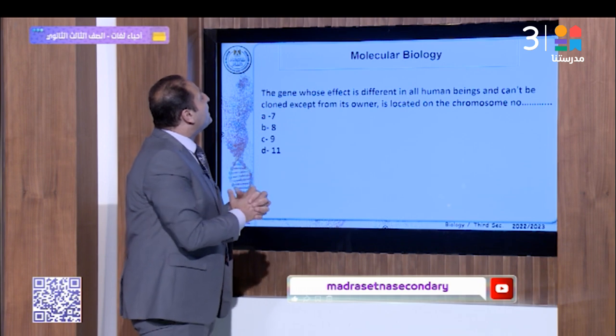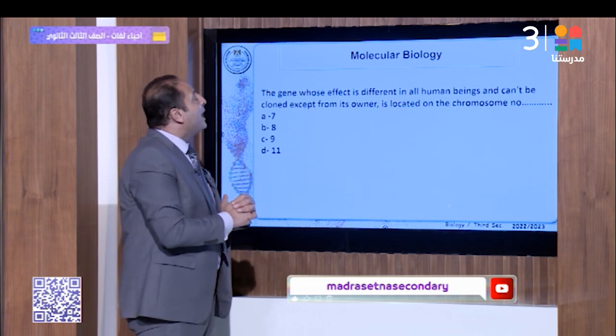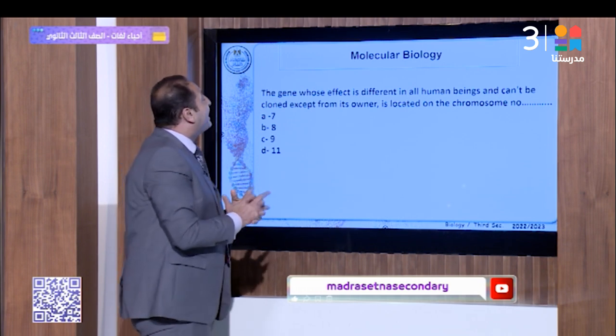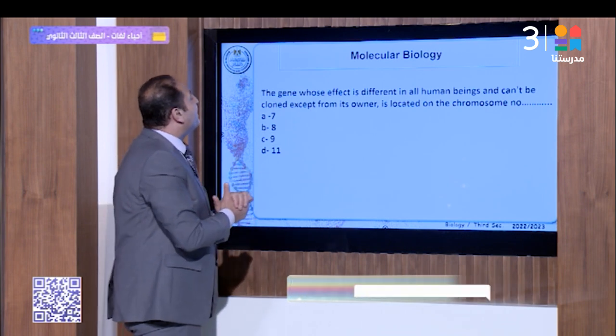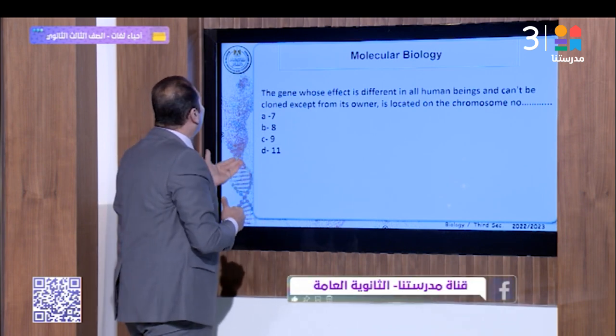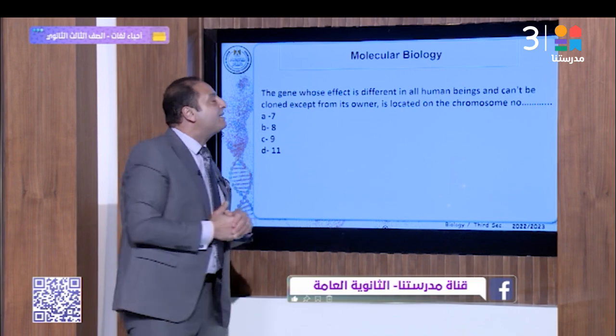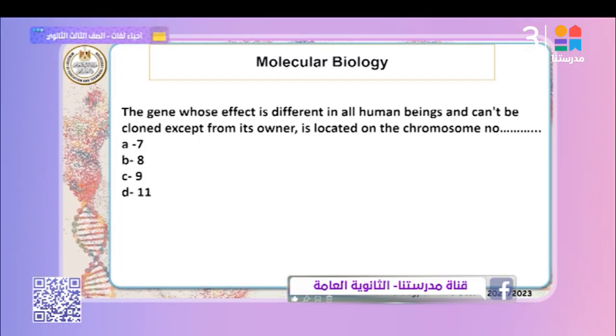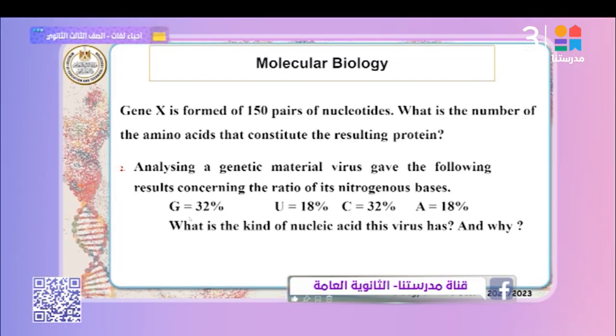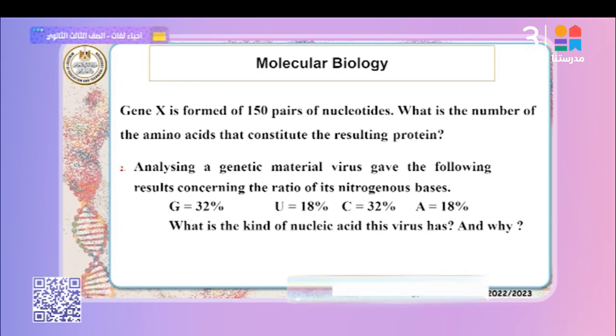The gene whose effect is different in all human beings and can't be cloned except from its owner is located in chromosome number 8. This chromosome is related to the fingerprint. Finally, this question is related to another type of question.